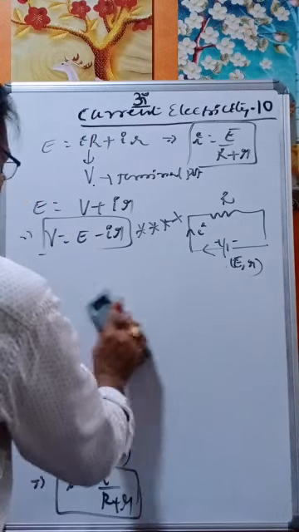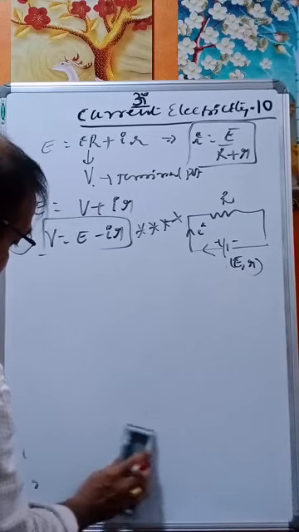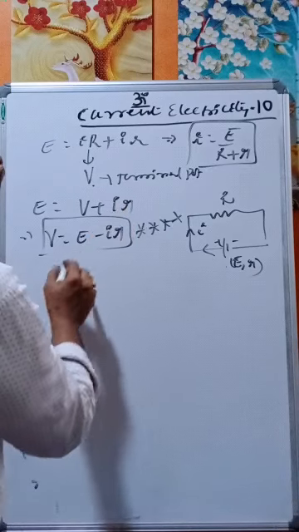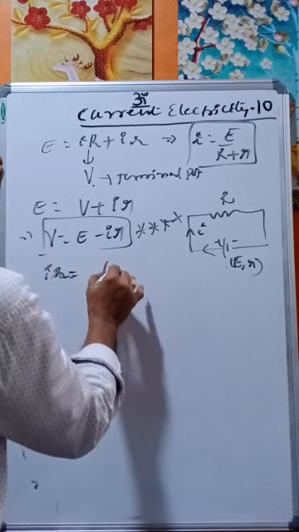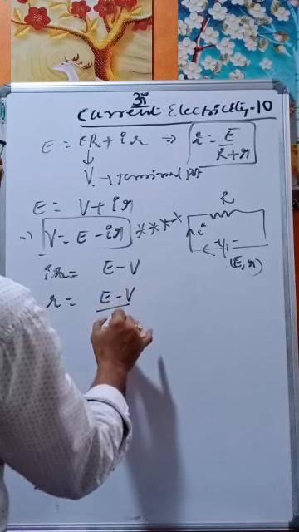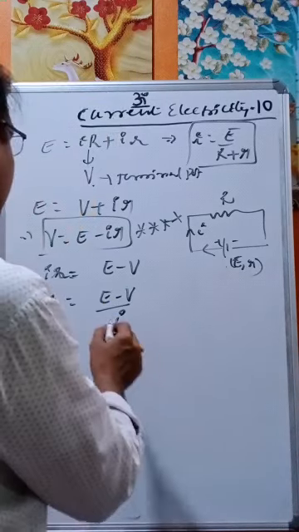Okay. Now, the expression for internal resistance. You may come across this in a number of problems. From this equation, IR is equal to E minus V. Therefore, r is equal to (E minus V) by I.